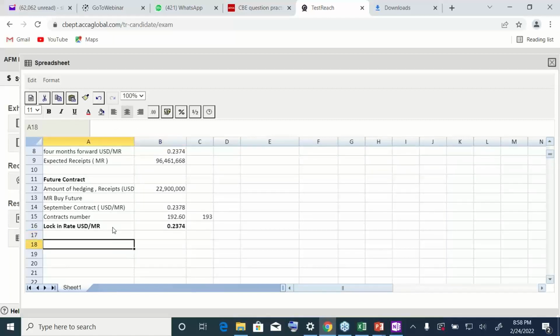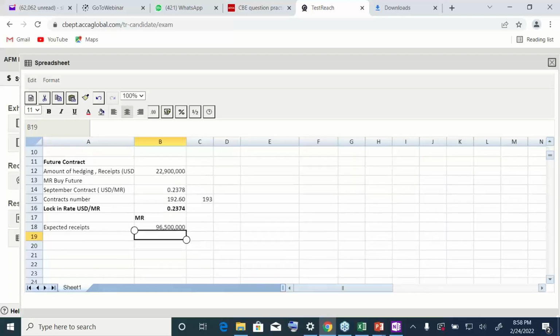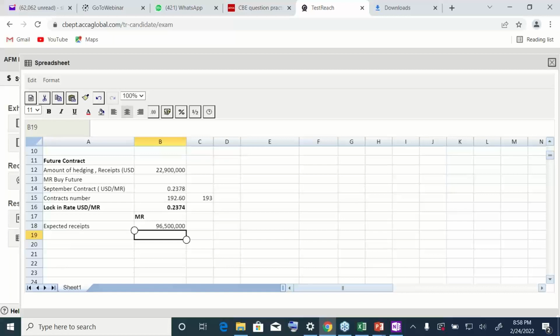So let's calculate the expected receipt in MR. How many contracts have you bought? 193. And each contract carries 500,000. So you will be receiving 96.5 million. Give me 1 minute, I will explain what the lock-in rate is. Don't worry about that. Expected receipt is 96.5 million.